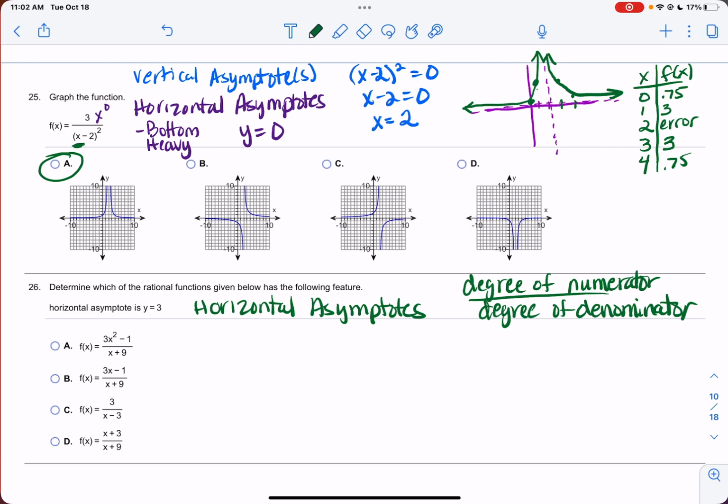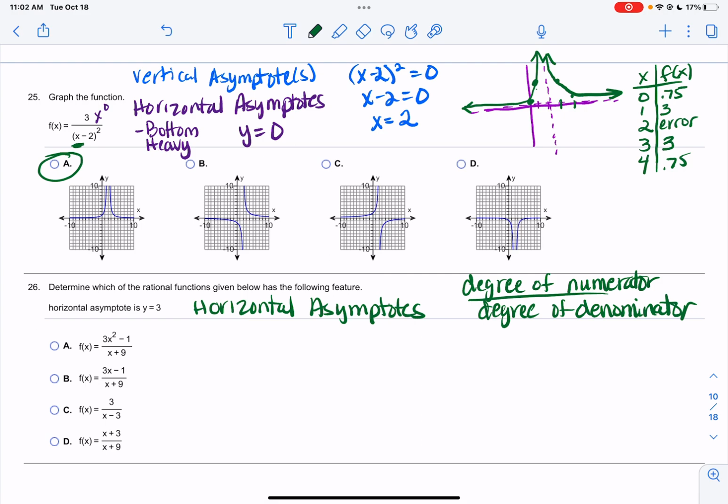For choice A, we see that the degree of the numerator is 2 and the degree of the denominator is 1. So we call this a top-heavy function, and the characteristic of top-heavy functions is that they have no horizontal asymptote. I'm going to abbreviate that as HA, no horizontal asymptote. That happens for top-heavy functions, so we can eliminate that as a choice.